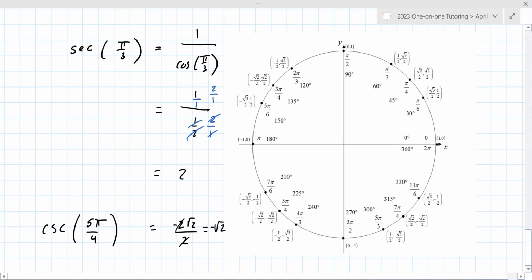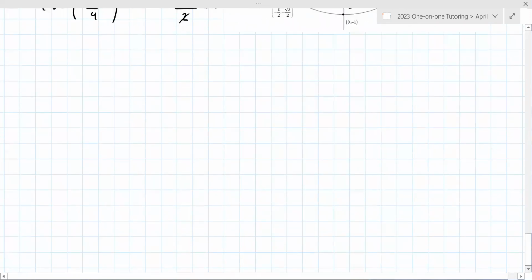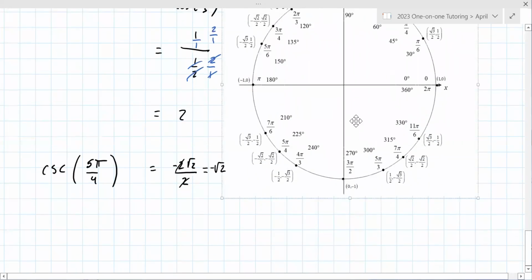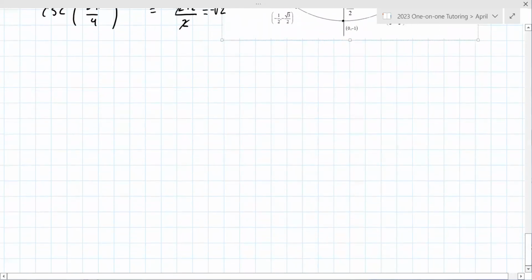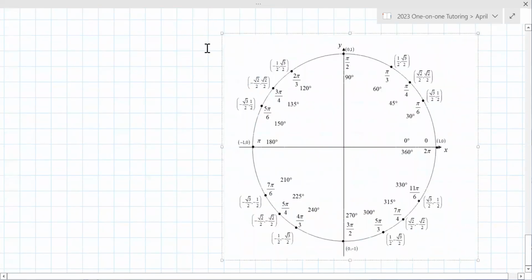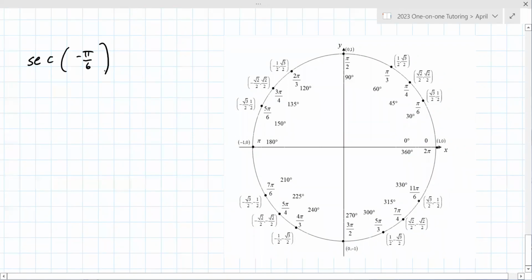All right, let's do another one here. Let's go back to secant. Let's go secant of minus pi over 6. I'm just going to step away for 30 seconds to grab some coffee. I'll be right back.